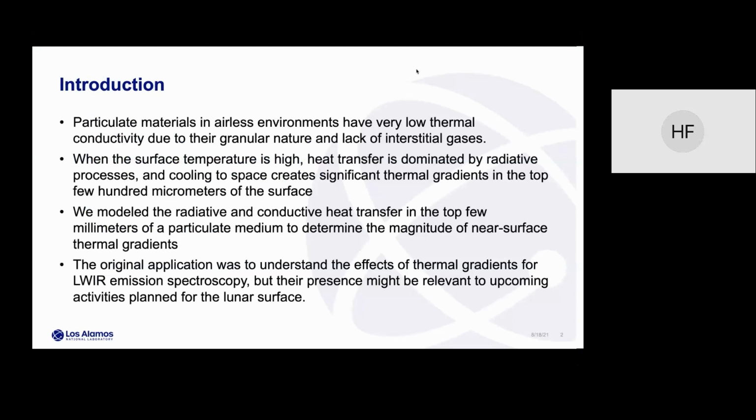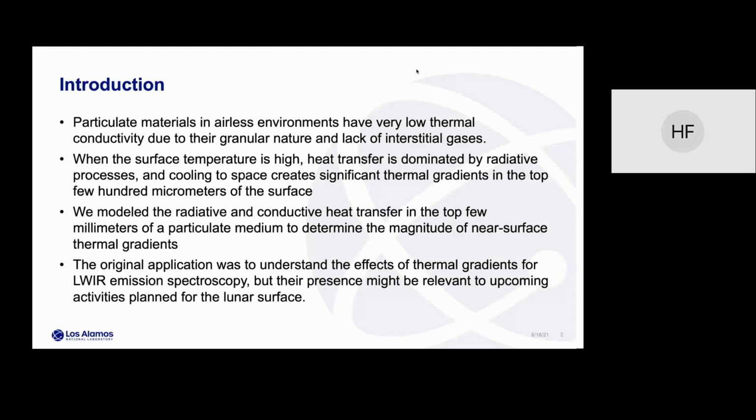As an introduction, particulate materials in airless environments have very low thermal conductivity as a result of their granular nature and the lack of interstitial gases. When the surface temperature gets high, like on the day side of the Moon, the heat transfer is dominated by radiative processes as opposed to conduction.